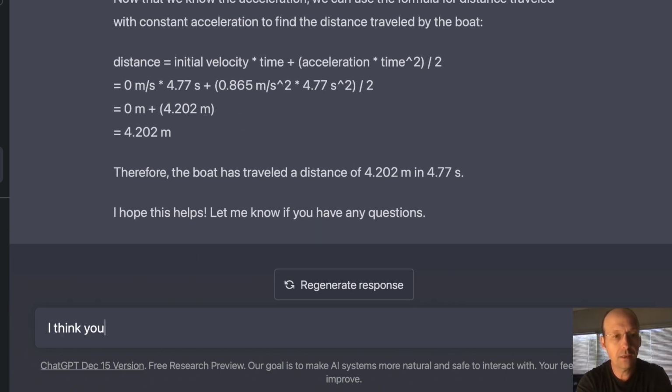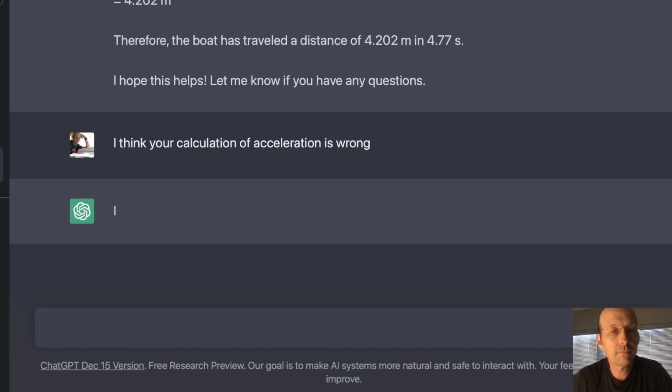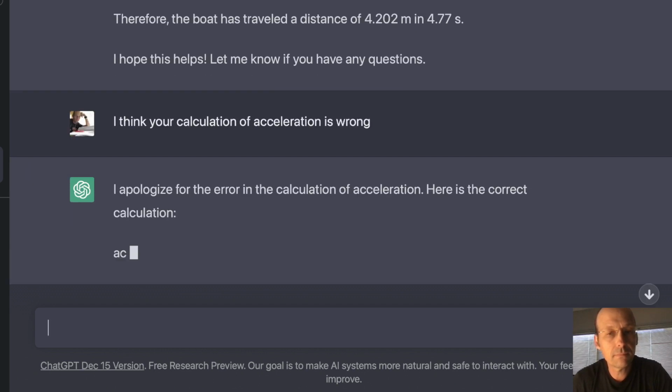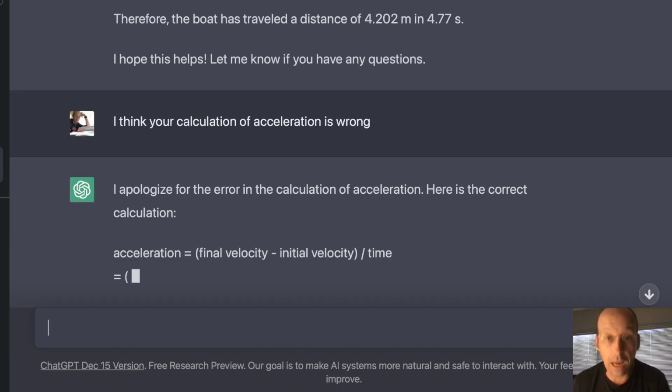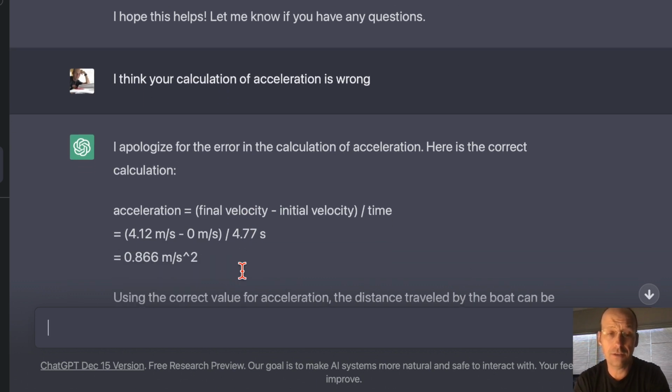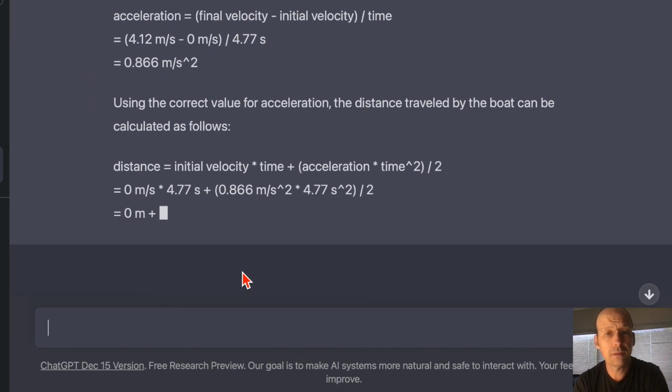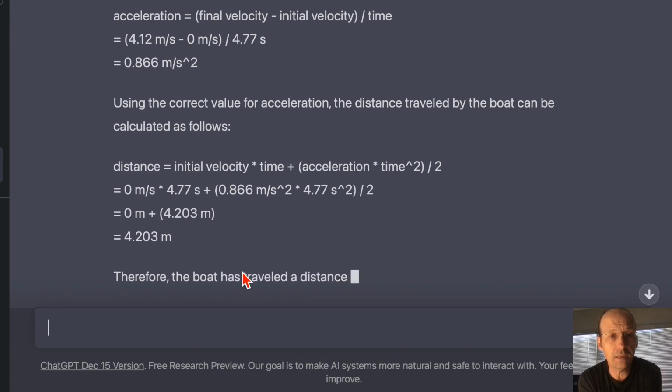I think your calculation of acceleration is wrong. That one's better. And they get the right thing. But then how did they get 8.66 before? Okay, that's fine. But see, it does the same thing. Okay, let's check this second thing right here. I'm going to put that in my calculator.